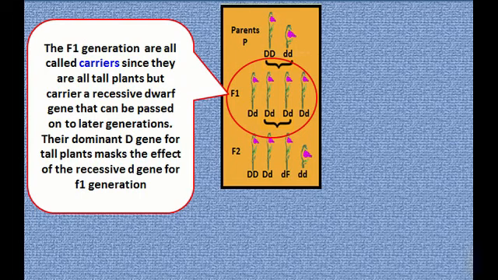The F1 generation are all called carriers since they are all tall plants but carry a recessive dwarf gene. This gene can be passed on to later generations. Their dominant D gene for tall plants masks the effect of the recessive d gene for the F1 generation.